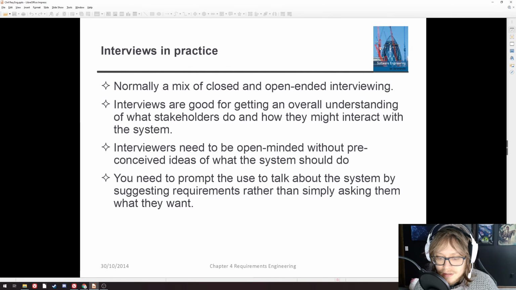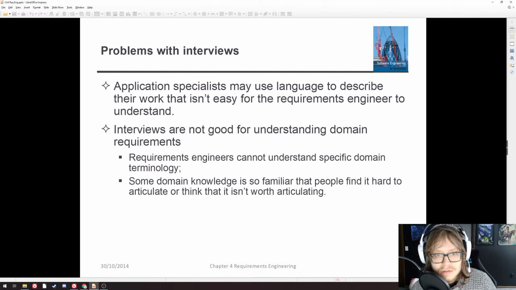A or B options are great. Would you like this? Would you like that? Would you prefer this over that? Those kinds of questions are very helpful for getting to the bottom of what your stakeholders want. But there's problems with interviews, obviously.